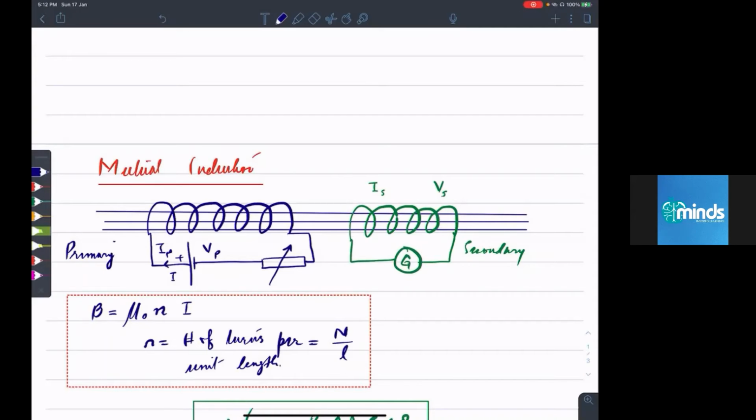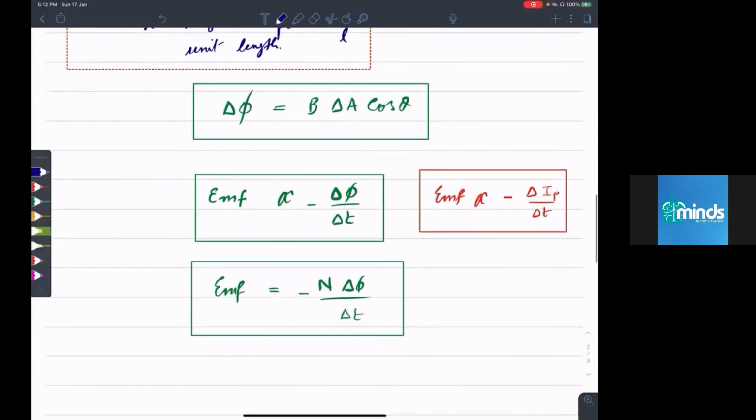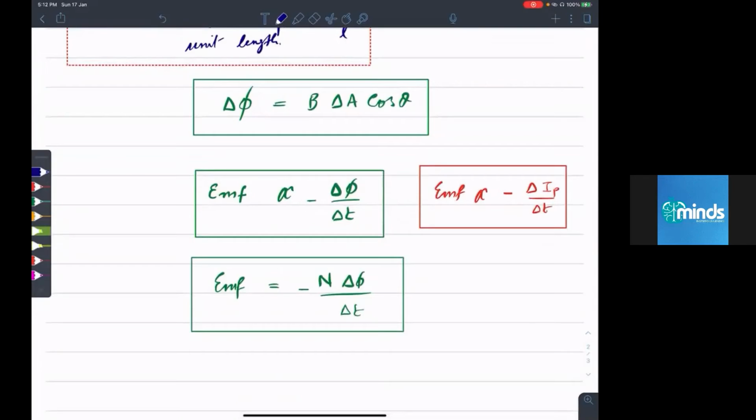Actually, in your syllabus, we don't need to discuss self-induction and mutual induction. You should have this idea only. Whenever you change something which causes a change in magnetic flux, that results in induced EMF. That's it. If it is happening between two coils, it is known as mutual induction. If it is happening in one coil only, this is known as self-induction. Are you people getting it?